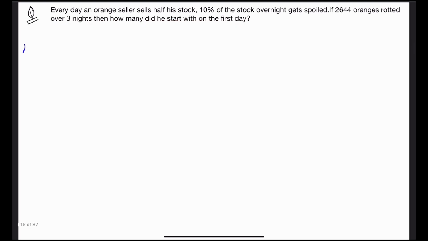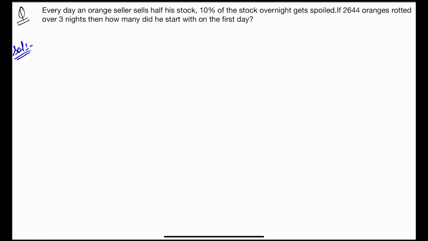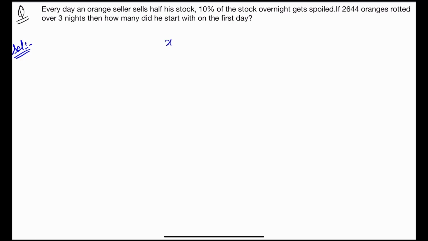I think the best way to approach this kind of question is, let's suppose he has x oranges to start with. He sold half, so how much is left? Always half is left.